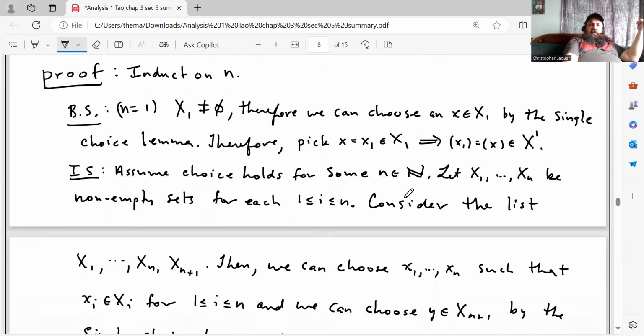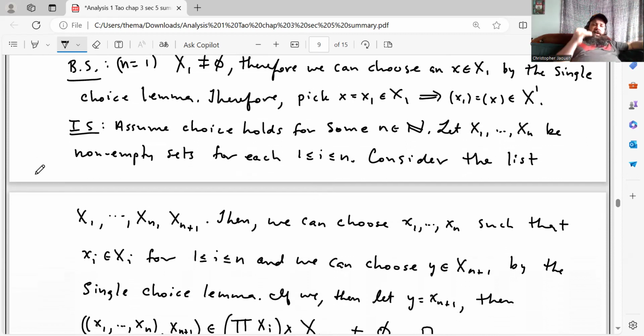All right, the base step is very straightforward because we have the single choice lemma. So for n equals 1, X1 is not empty. Therefore, we can choose an x in X1 by the single choice lemma. Therefore, pick x equals x, we'll call that x1 in X1. Then we get the one-tuple x1, which is an element of X to the first power. Right. So that set, that Cartesian product, is not empty. Right. And then we go to the inductive step.